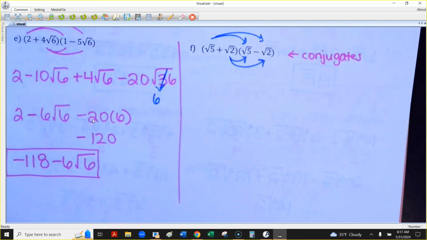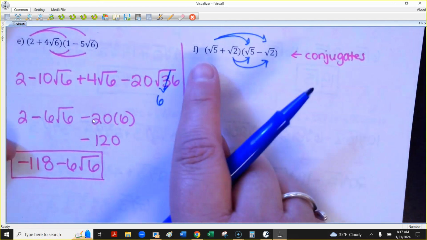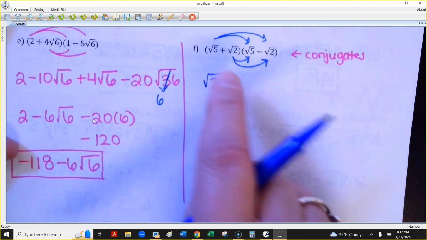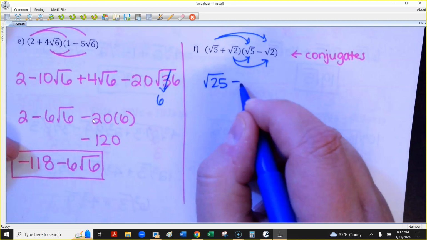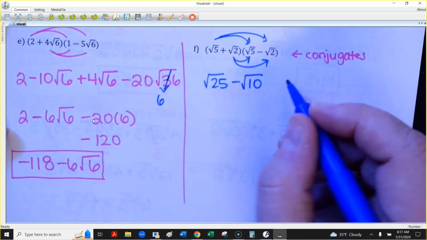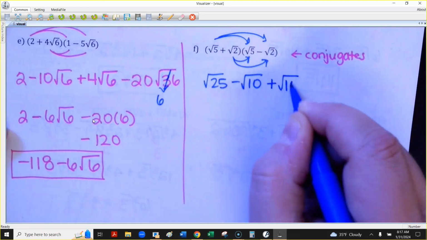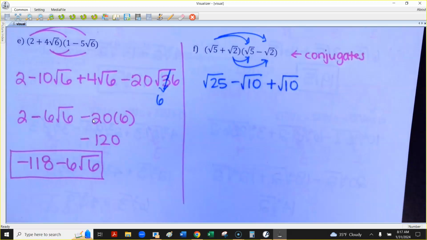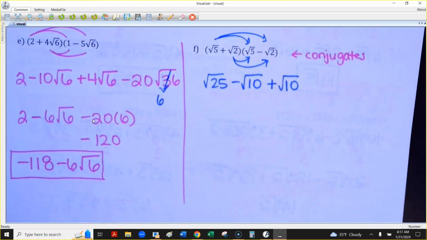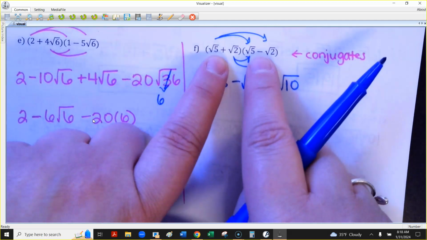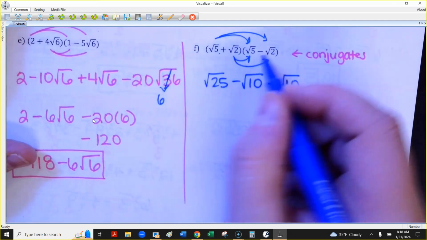What's going to happen here is going to be interesting on this question. So let's just FOIL this out real quick. So root 5 times root 5, root 25. Root 5 times negative root 2 would be negative root 10. Then I'm going to do root 2 times root 5. Both of them are positive, so it would be plus root 10. And then on the end, now, whenever you have conjugates, this last term should always be negative because one of these is a plus and one of these is a minus if you're working with conjugates. So a positive times a negative is a negative.